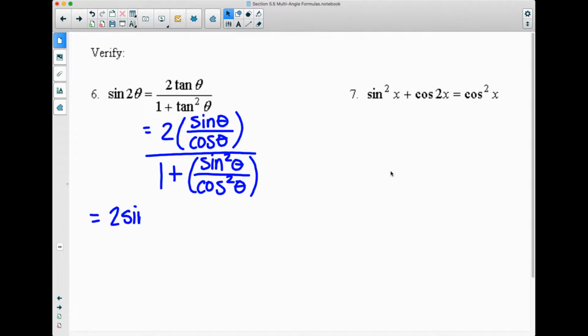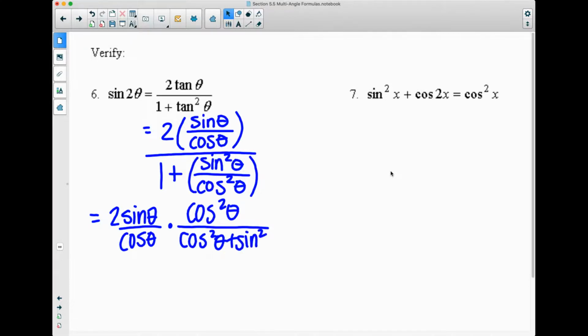2 sine theta over cosine theta. And if we get a common denominator here, just because I don't have enough space, I'm going to go ahead and multiply by the reciprocal. Okay, you turn 1 into cosine over cosine, or cosine squared over cosine squared. Here, let me show it.